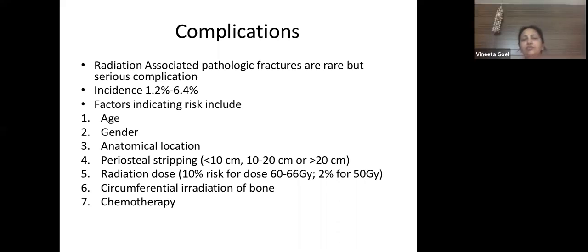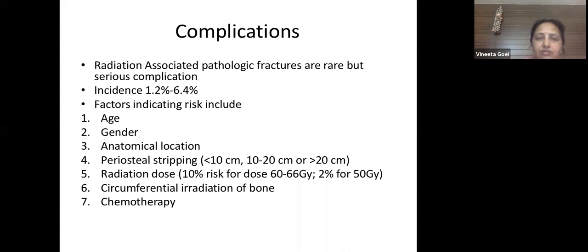So we all think that soft tissue sarcoma radiation therapy is simple. No, it is not. There are radiation associated complications. One complication that we rarely talk about is radiation associated pathological fractures, because the bone in the immediate vicinity of the radiation therapy becomes weak and fragile. And the overall incidence of these pathological fractures is very low. It ranges from 1.2 to 6.4%.